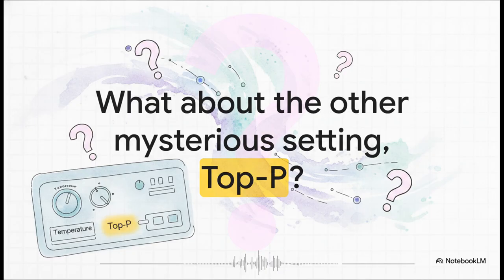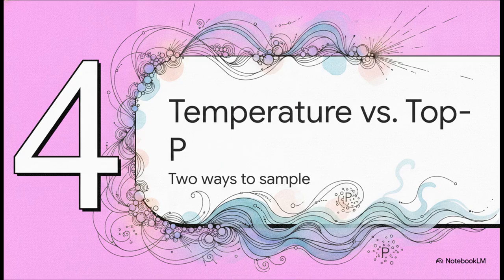You might be thinking, wait a second, what about that other mysterious setting sitting right next to temperature called top P? This is a sibling parameter that endlessly confuses prompt engineers, tinkerers, and developers alike. And it's absolutely essential we clear up how it fits into the whole puzzle. Section 4. Temperature versus top P.